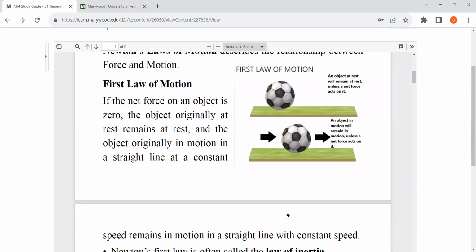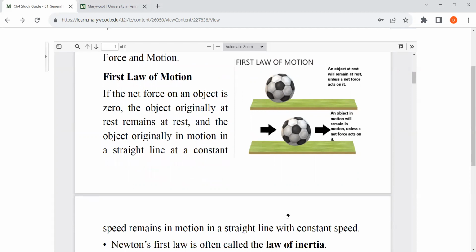Let me first read it and then explain it. The first law of motion tells us that if the net force on an object is zero, the object originally at rest remains at rest, and the object originally in motion in a straight line at a constant speed remains in motion in a straight line with constant speed. So what does it mean? It has two parts. It says that if the net force on the object is zero, then the first part says that the object originally at rest remains at rest.